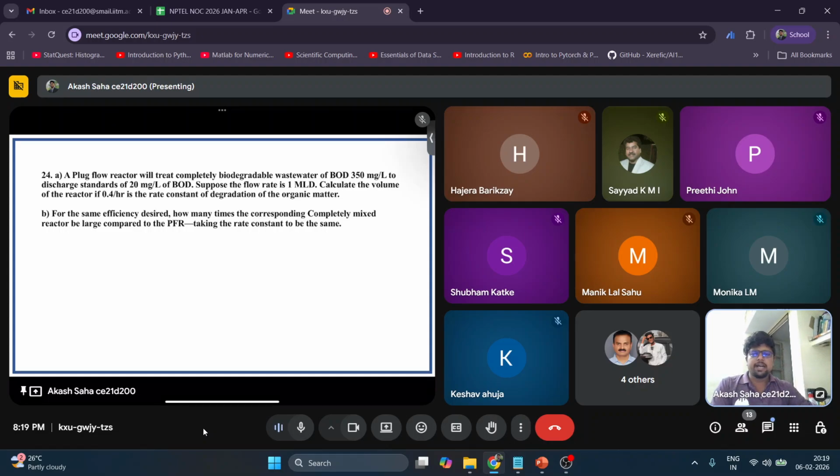So again, similar kind of problem where initial concentration, final concentration is given, flow rate is given, and reaction constants are given. So I'm not going to solve this, but I will give you the answer for this. Just take a screenshot of it and try it out by yourself. If you have any problem in getting these answers, you can write a mail to me. I will give you the solution in case.